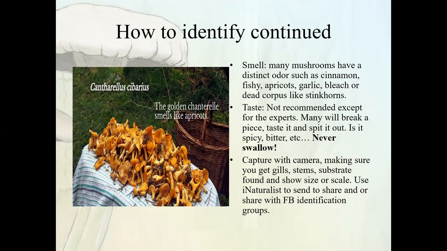Use iNaturalist to send it in. How many of you use iNaturalist? It's a great app to have. You take a picture, you send it in, and hopefully a really expert mycologist will look at that picture and say, yeah, that's what it is. But again, you don't want to use it to say, oh, it's edible. Not everybody on iNaturalist is an expert. I go there a lot for bird identification, and some people call it a different type of bird than I know it is. So be careful with that. Same with Facebook.